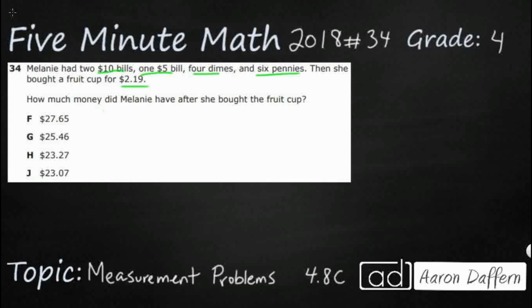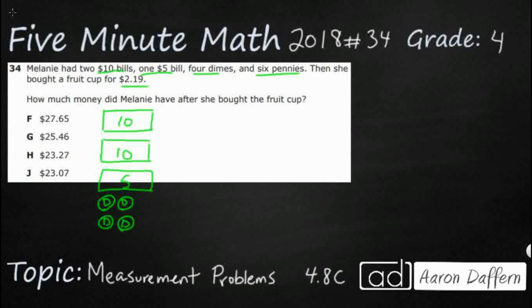So let's see if we can draw this here. Let me see if I could draw a representation. So I've got 2 $10 bills. I've got a $5 bill. Now we get into the coins. 4 dimes. All right, so I'm just going to draw these little D's. And that's just going to represent my dime. Easier that way. And then 6 pennies. All right, so I've got to make sure my pennies don't look like dimes. So I've got 6 of them. And I'll just kind of crowd them down here.